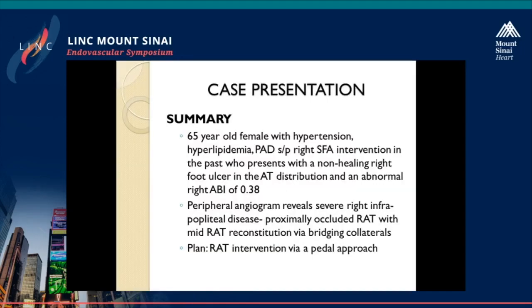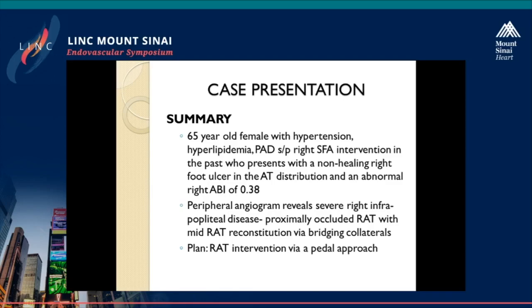So in summary, this is a 65-year-old female with hypertension, hyperlipidemia, and PAD who now presents with a non-healing right foot ulcer in the AT distribution with an abnormal right ABI of 0.38. Her peripheral angiogram reveals severe right infrapopliteal disease, specifically an occluded proximal right AT with mid right AT reconstitution via bridging collaterals. So today's plan is to perform a right AT intervention via pedal approach.